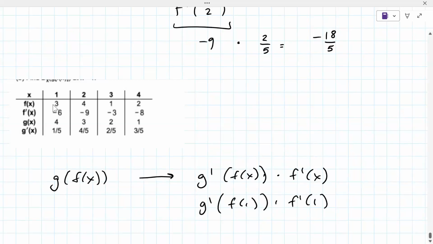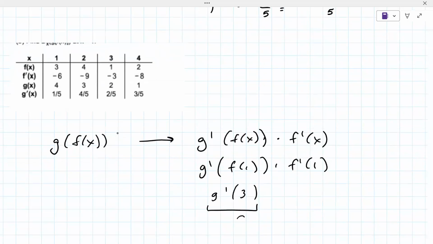So we got at one, f of one, g prime of f of one times f prime of one. f of one is 3, g prime of 3. So you go to 3, go down, that's 2. F prime of 1, you go to 1. There it is, -6. You got -12 for that. We did really good. Says that's incorrect.